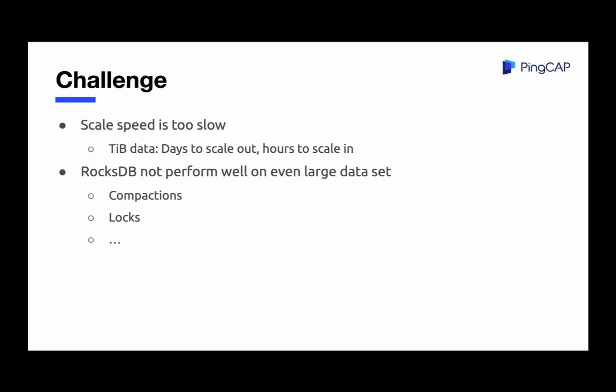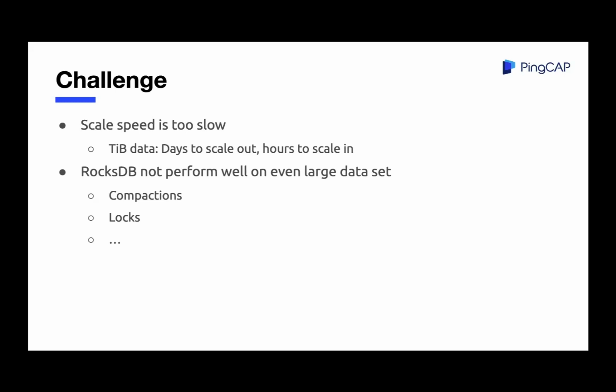In the current architecture of TiKV, if a node has several terabytes of data, to scale in the node, it will take hours, probably up to 24 hours. And to scale out the node, it usually takes days. So it's pretty slow. And on the other hand, if you want to raise the capacity of a single node to reduce the total counts, then you will face RocksDB performance issues like compactions and its global locks and all the other things.